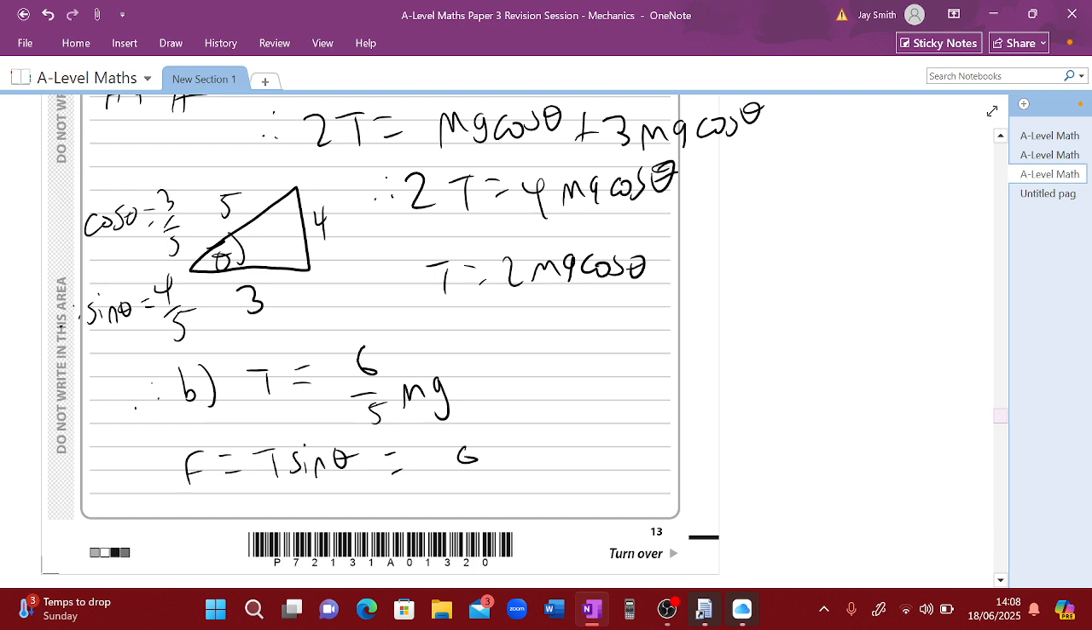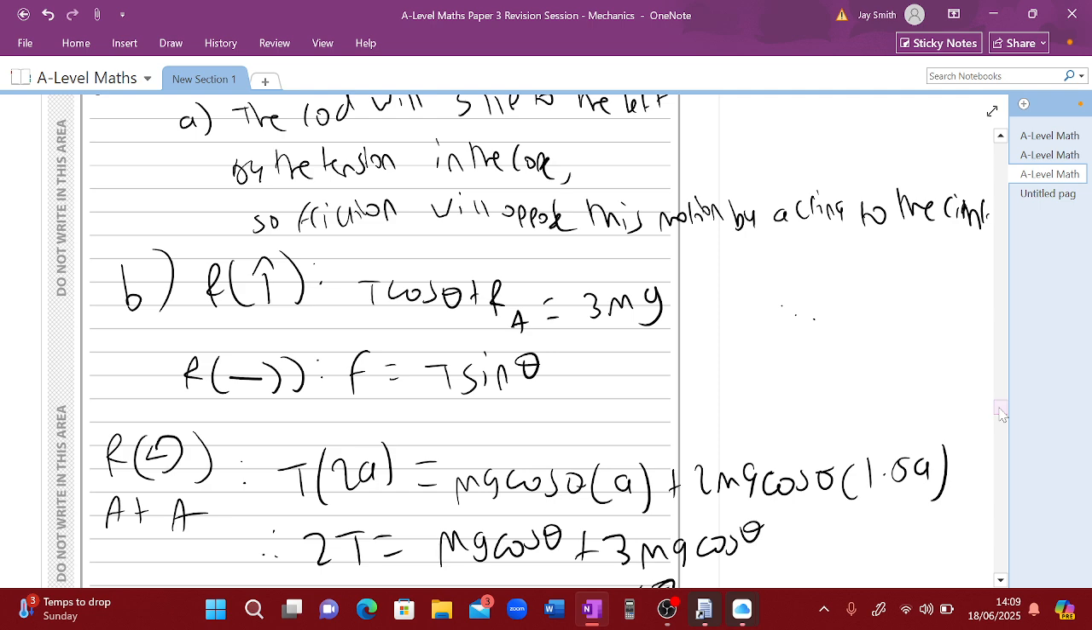Well, T is 6/5 mg times sine theta, which is 4/5. So that's going to be 6/5 times 4/5, which is 24/25 mg. So that's F, and then we can use it to get the other equation, T cos theta.